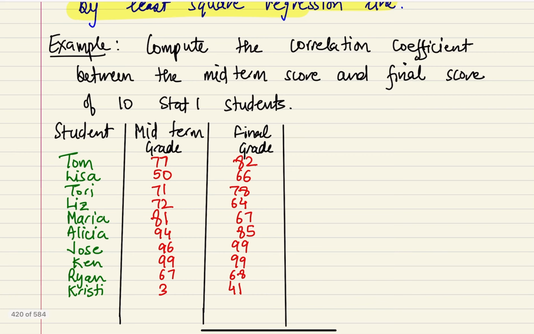Compute the correlation coefficient between the midterm score and the final score of 10 Stat 1 students. So we're given the scores of 10 Stat 1 students, the midterm scores and the final grades, and we want to find the correlation coefficient between the midterm grade and the final. I want to see if there is a correlation between them.